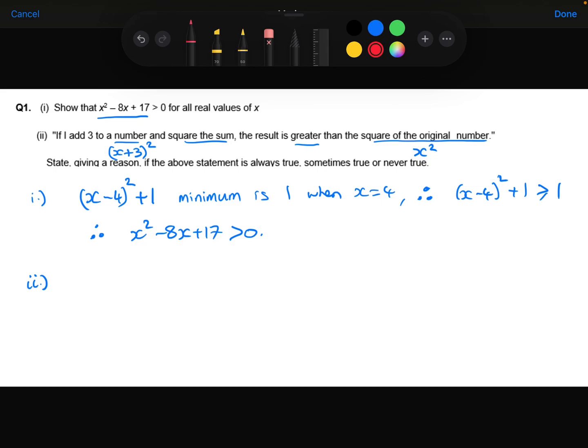Well, I'm going to try a couple of examples and we'll get an idea of whether it's always true, sometimes true, or never true. So what about if x was, let's say 2. Then 2 plus 3 is 5. 5 squared is 25. And yes, that is bigger than if I just did 2 squared. So it is true for x equals 2.